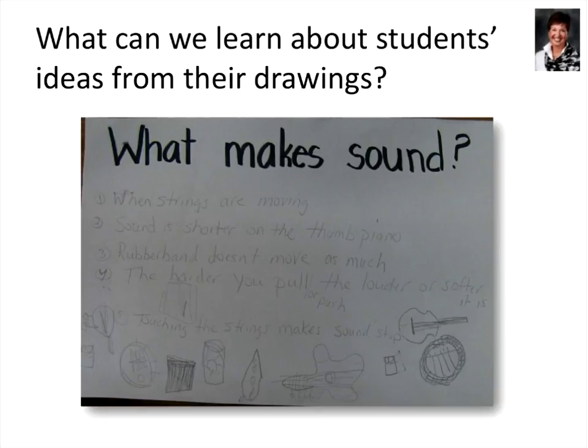This one, to me, is a little bit harder when you just look at drawings to figure out what kids are thinking. But if you hear what happened from the text that the teacher wrote about what kids talked about when she said, well, tell me about your drawings: when strings are moving, that makes sound. Sound is shorter on the thumb piece. Rubber band doesn't move as much. The harder you pull, I really like this, or push, the louder or softer it is. And touching the strings makes sound stop.